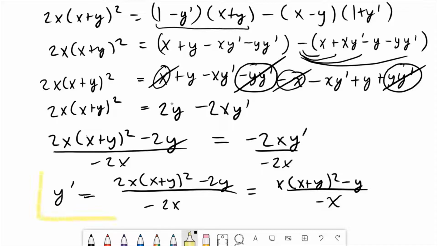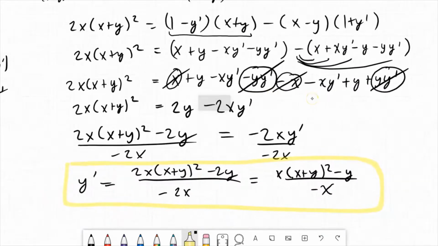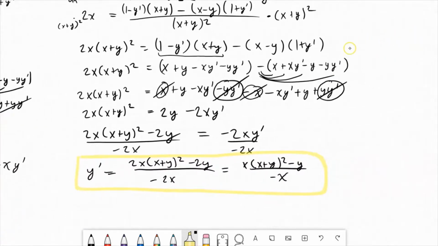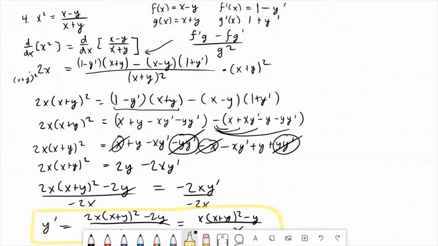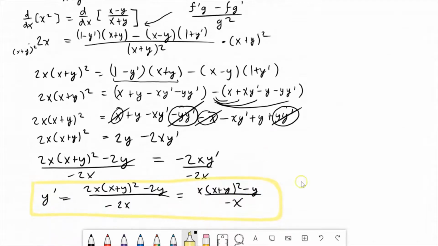So this is the answer, and notice that it took a very long time just to get to one simple statement. This is one of the harder examples of implicit differentiation, mostly because it's an organization type of thing. So as long as we stay organized and are really careful with what we're doing, we'll always get to this answer at the end. So here's the answer, and let's move on to the next one.